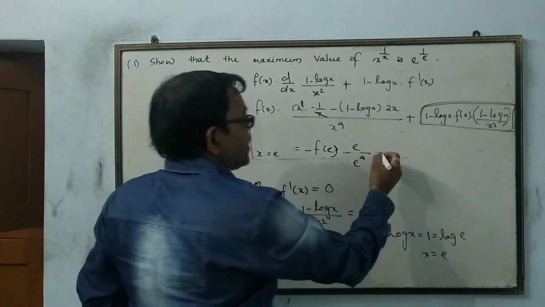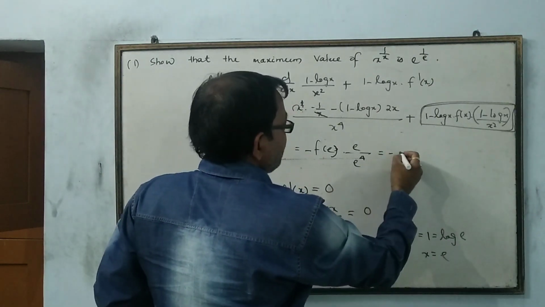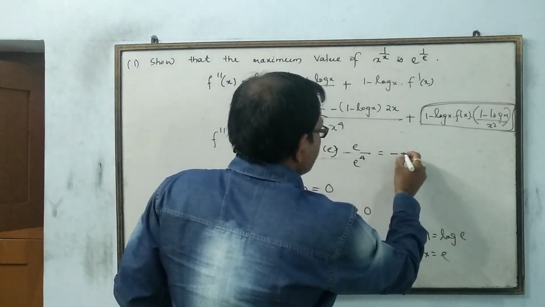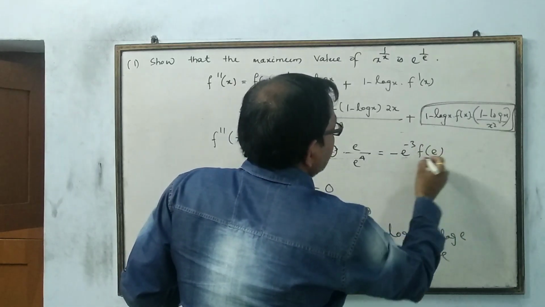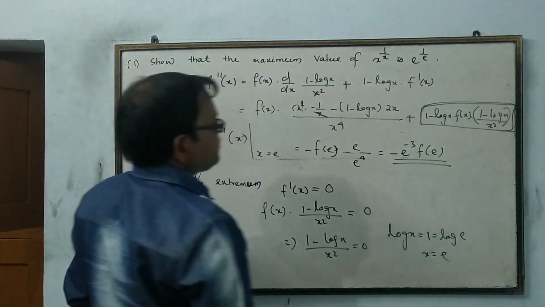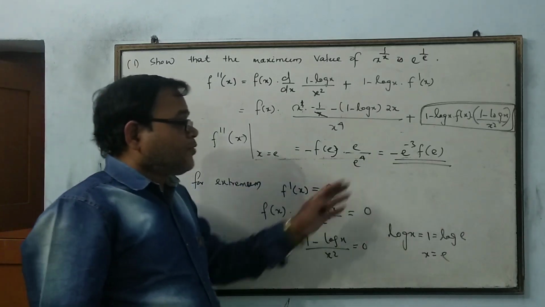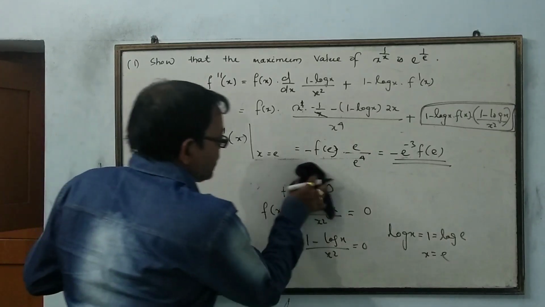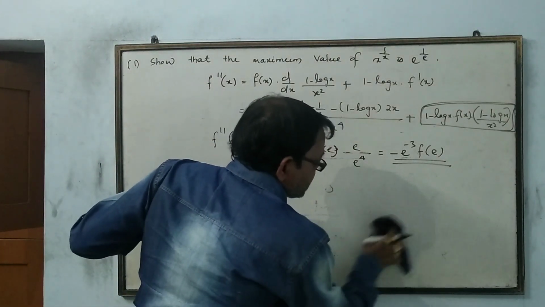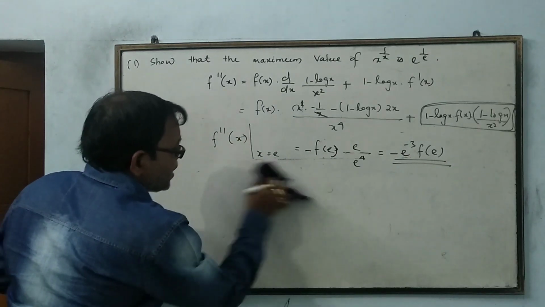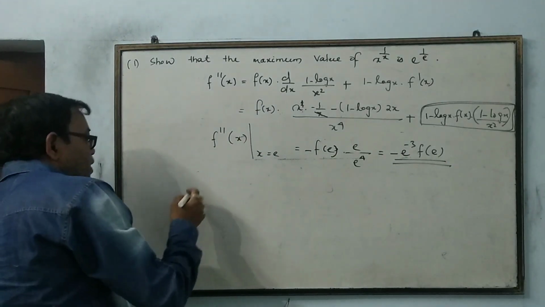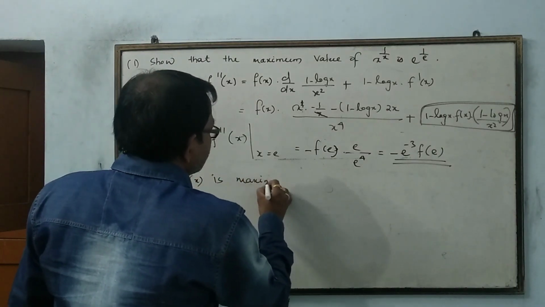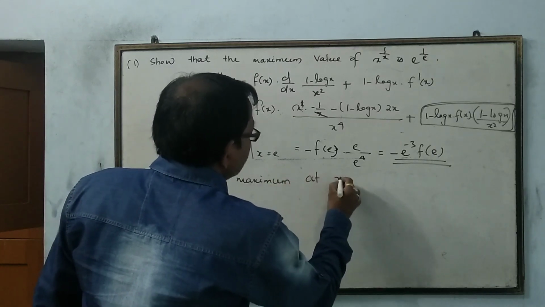So the answer is negative. If it is negative, it is not required to find out the value, but you can write it also, there is no problem. I just want to know whether it is negative or positive. Yes, since it is negative, we can write that f of x is maximum at x equal to e.